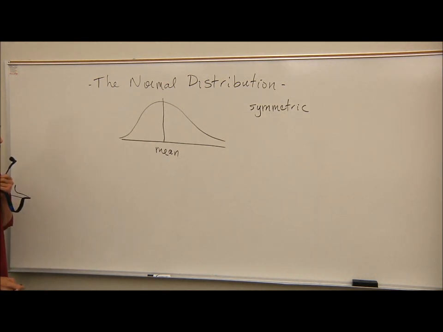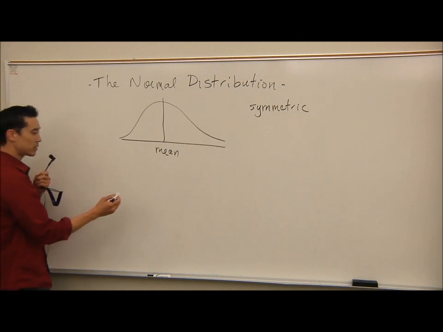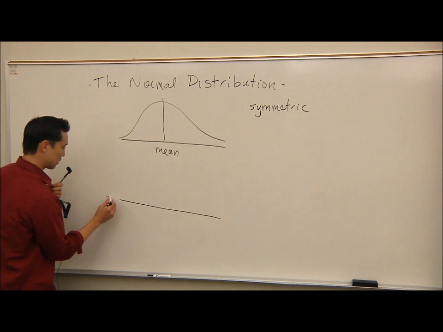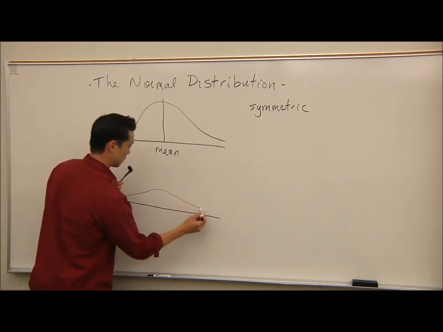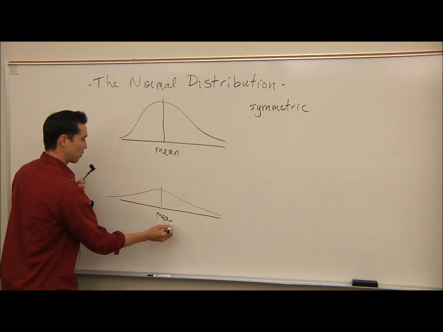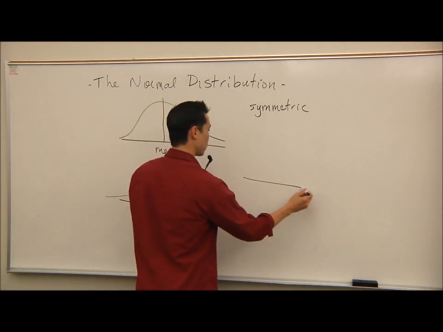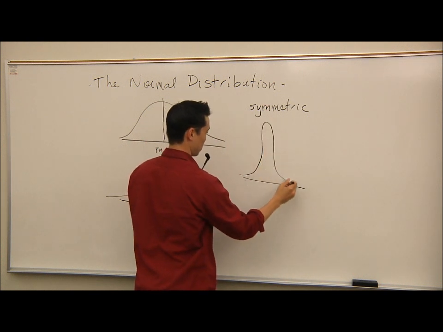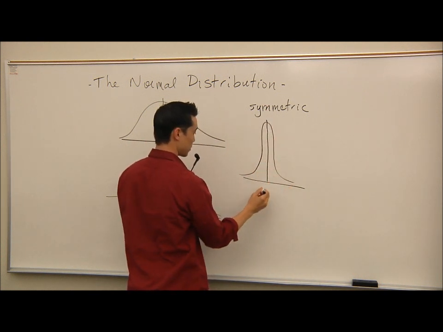All right, now you can have a bunch of different pictures. So this is one example of our normal distribution. You could have another one that looks more like this. Okay, and that's also a normal distribution. Or you could have something more compressed. Okay, and these are all normal distributions.